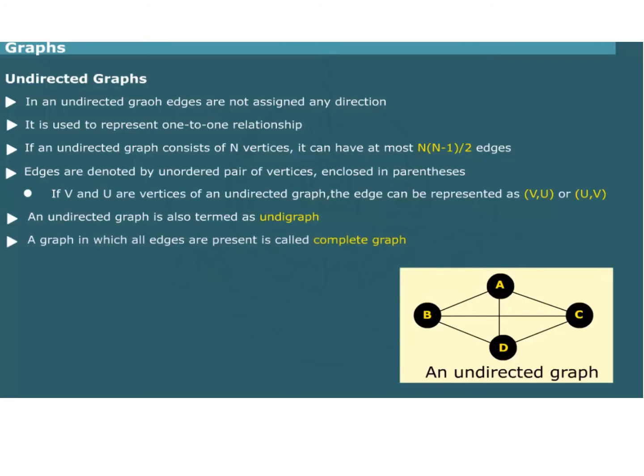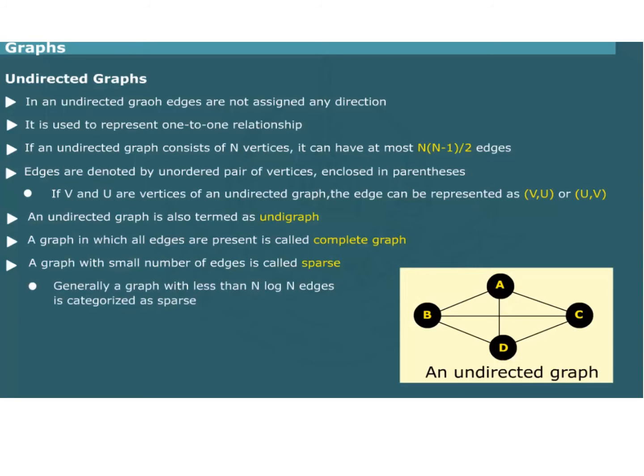A graph in which all the edges are present is called a complete graph. By contrast, a graph with comparatively fewer edges is called sparse. Generally, a graph with less than n log n edges, where n is the number of vertices, is categorized as sparse.